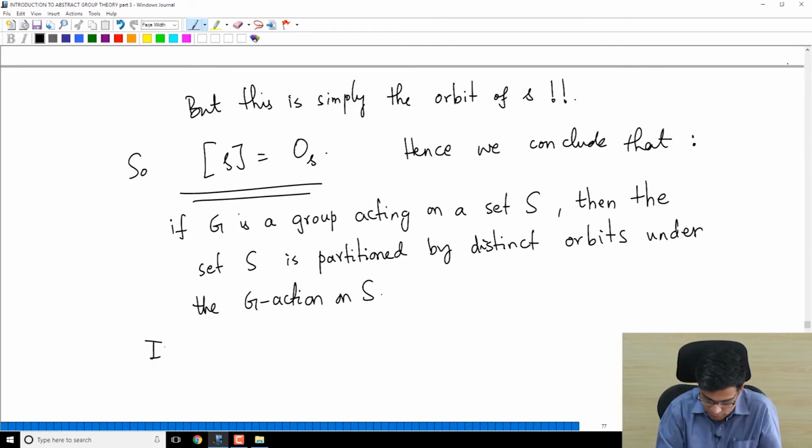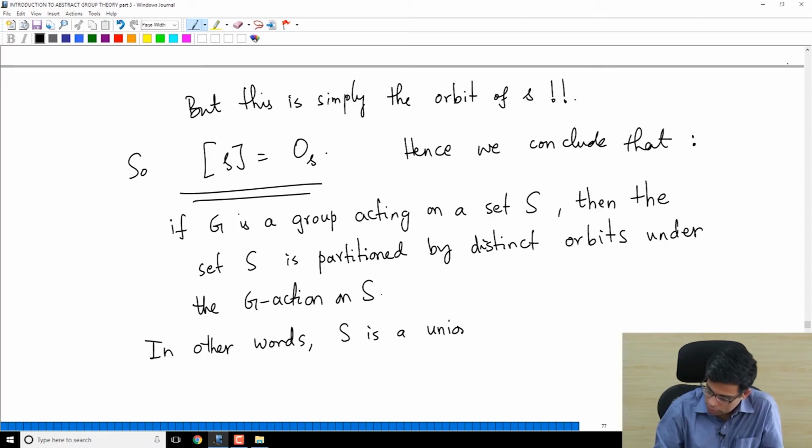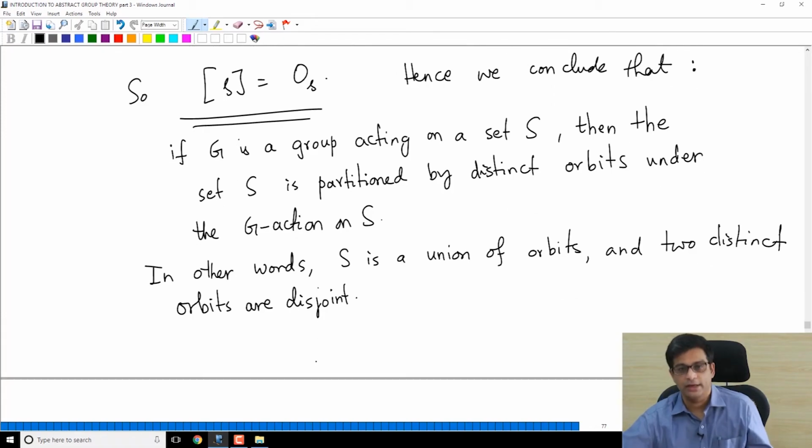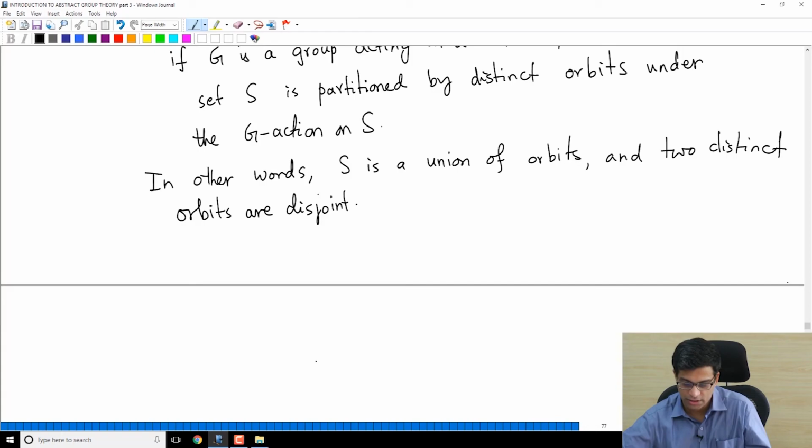So in other words, S is a union of orbits. So that we know because every element is in its own orbit and two distinct orbits are disjoint. This is because being related under the G action is an equivalence relation, so distinct orbits are disjoint.